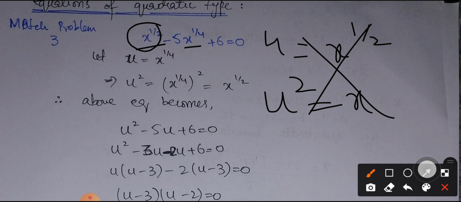it will be useless. So what we can do, we can take u is equal to x power 1 by 4, so that when I take square on both sides, it is going to be x power 1 by 2.